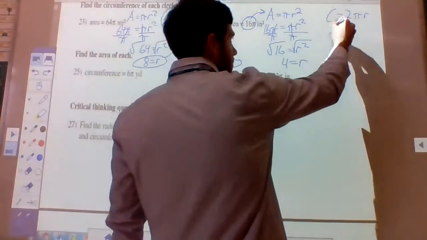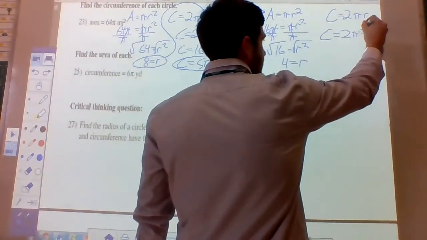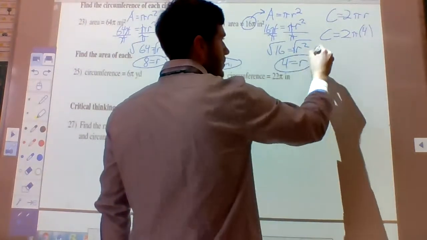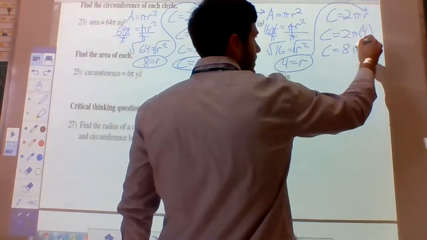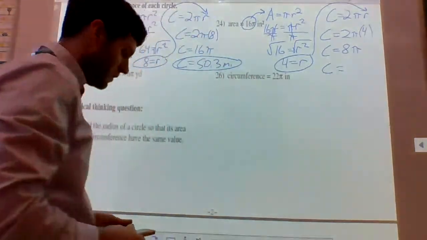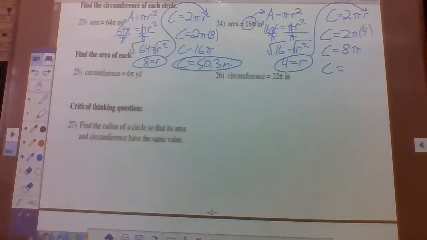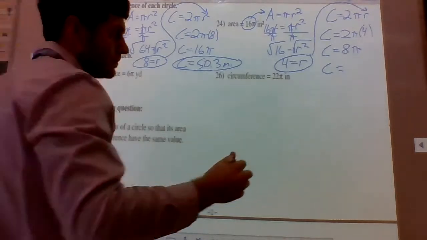Then our circumference is 2 pi times 4, because we're substituting in the radius that we just found. So we get c equals 8 pi. So our circumference is whatever 8 times pi is, 25.1.